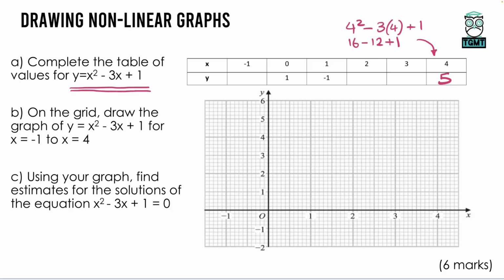I just need to keep doing the same again for all these numbers. It will take me a little bit of time, but that's okay. We get a lot of marks for this sort of question. So if I move on to the 3, I have 3 squared, which is 9. Take away 3 times 3, which is another 9, and then add 1. So 9 take away 9 is 0, add 1 is 1. Move on to the 2. 2 squared is 4. Take away 3 times 2, which is 6. So take away 6. And then add 1. 4 take away 6 is -2.